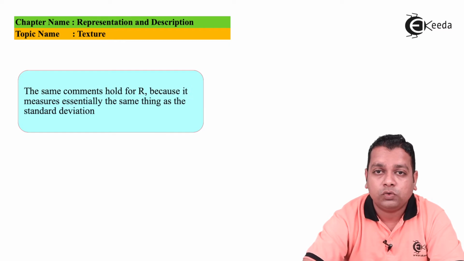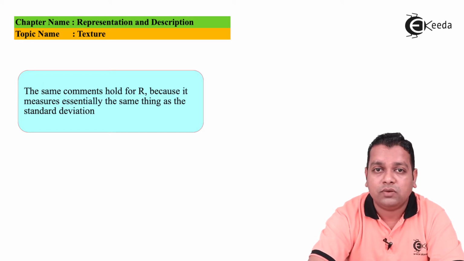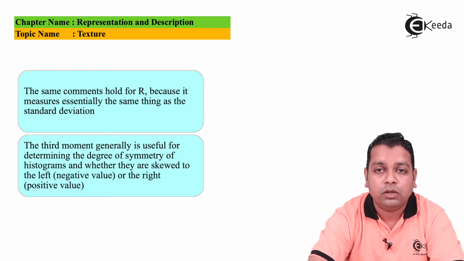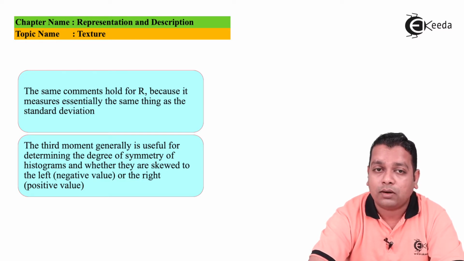The same comments hold for capital R that we have shown, because it measures essentially the same thing as the standard deviation does. The third moment is generally useful for determining the degree of symmetry of histograms and whether they are skewed to the left, that is a negative value, or to the right, that is a positive value.